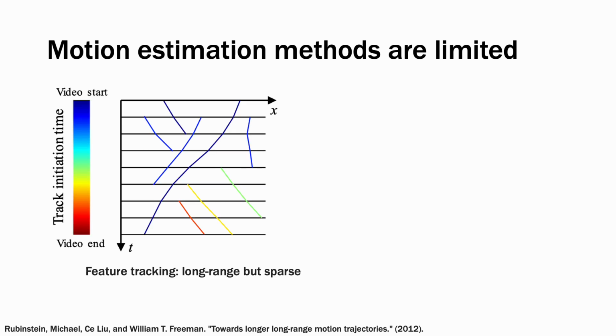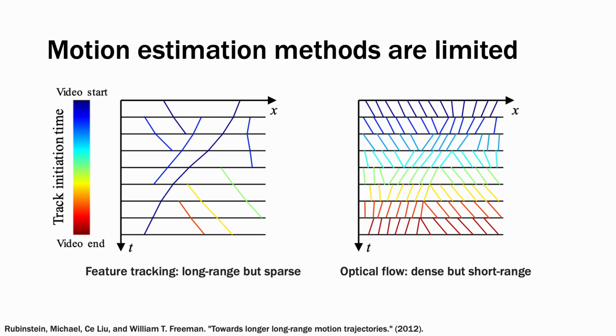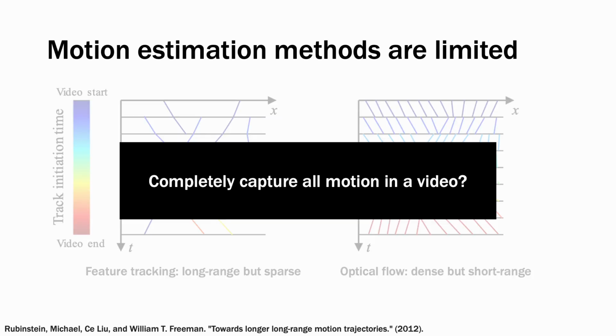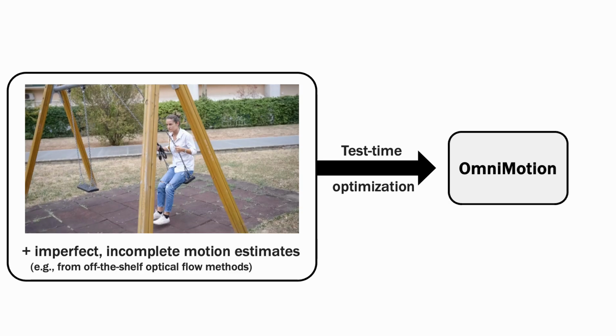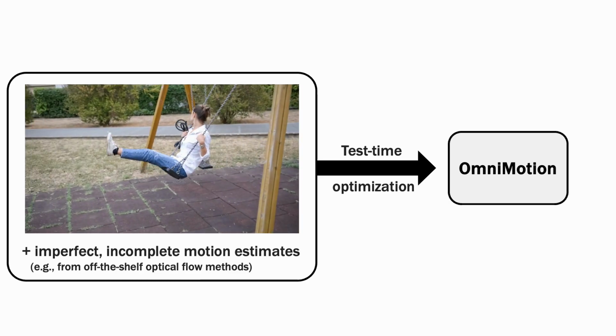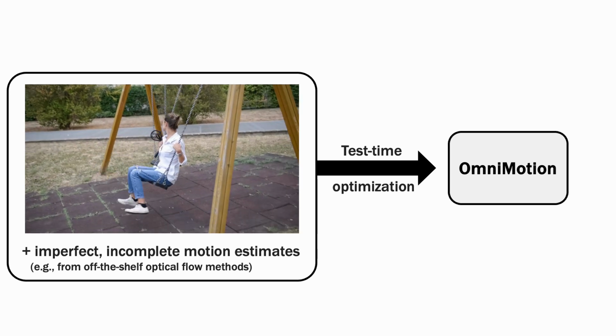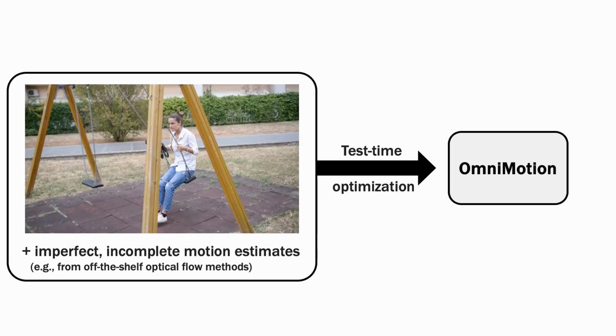Feature tracking methods offer long-range correspondences, but only for a few sparse pixels, whereas optical flow methods provide dense correspondences, but only for adjacent frames. This raises the question, how can we completely capture the motion of all pixels throughout the entire video? Our work addresses this problem by introducing a new test time optimization framework for motion estimation.